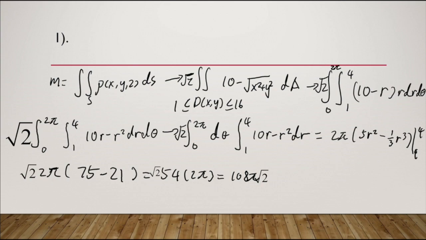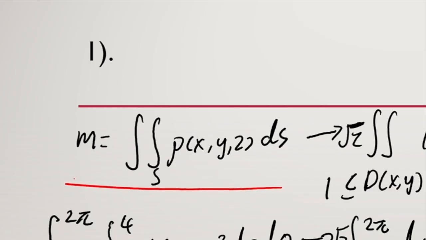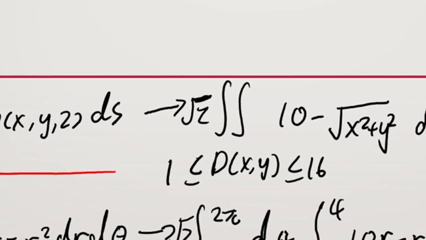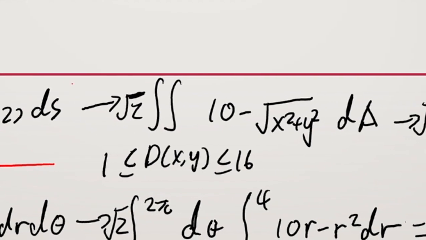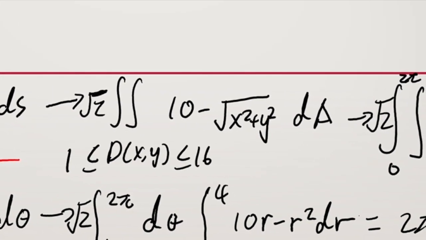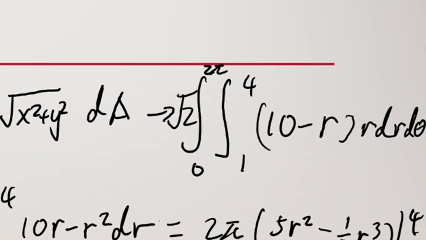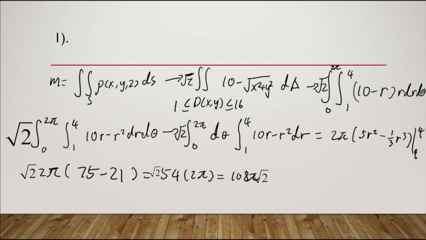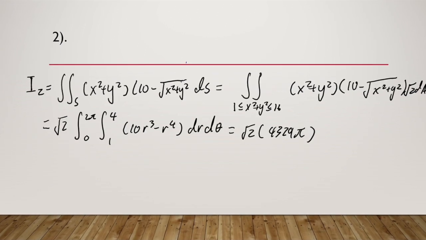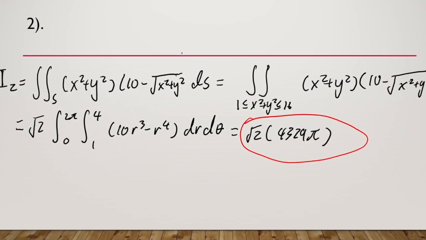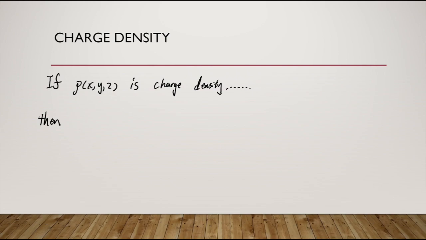Here's my work on number 1. This is the mass equation, and later we replace our density with the actual numerical expression and replace our differential element dS with dA. Later, we change our rectangular coordinates to polar coordinates. Then, from this point on, we just do the math, and we get the answer 108 times pi times root 2. The second question should be pretty easy. If you do the math, you should get this as your answer. Now, that's enough reviewing.